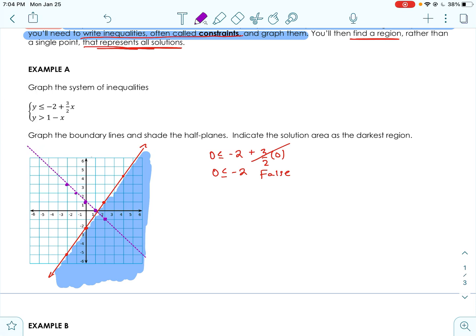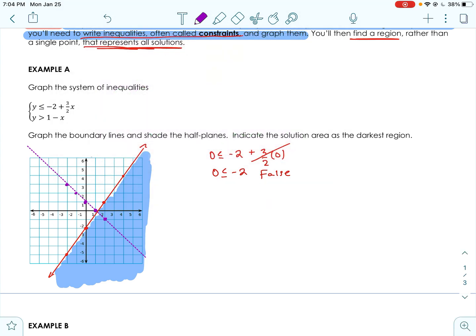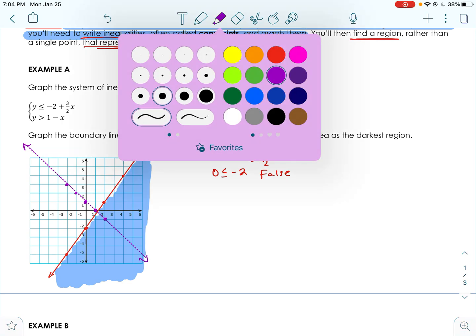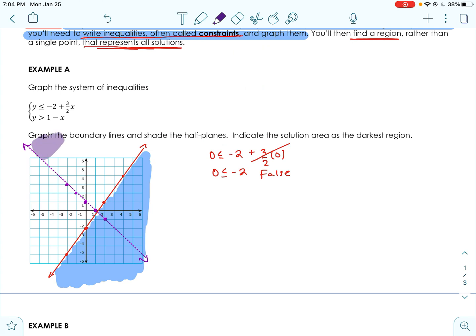So we're going to draw our arrows onto this line, like that. This says y is greater than 1 minus x, so we're going to shade above this line. And what you see is that there is a region that is darker than the other two regions, where the purple shading and the blue shading overlap.